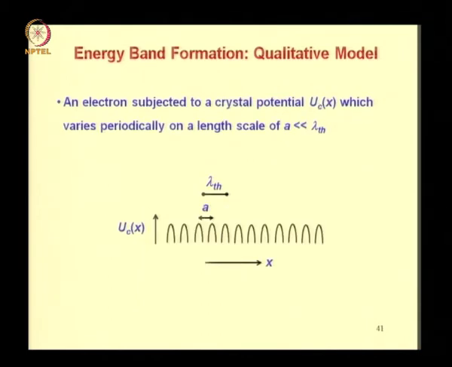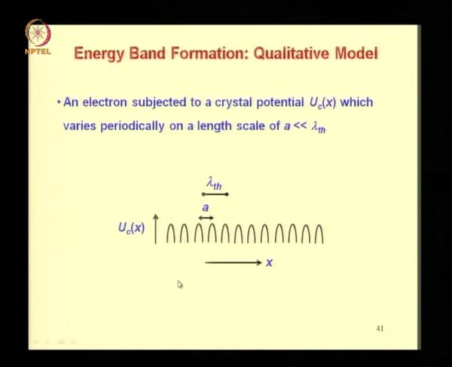Now let us come to a crystal, which is what is of interest to us. So an electron subjected to a crystal potential U_c(x), which varies periodically on a length scale of a much less than lambda thermal, where a is the interatomic distance. So this is a one-dimensional crystal. In a real crystal, which is three-dimensional, a normally represents the lattice constant. So this a is much less than lambda thermal. Now the way the diagram is drawn here, a appears to be less than lambda thermal, but not necessarily much less than lambda thermal. So the diagram is not to scale. If we really made the a very small, then the diagram would not be clear.